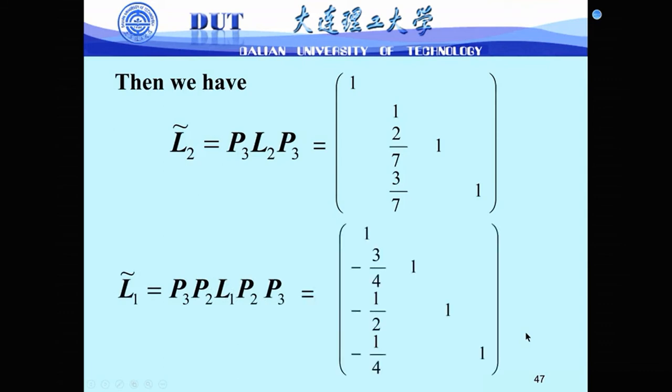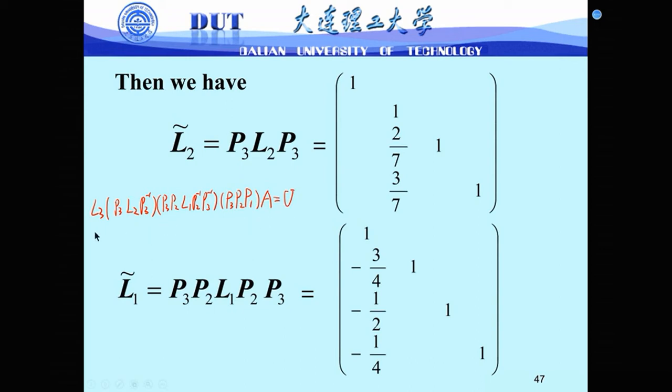Because now we need to consider, I write here L3 and L2 in the middle one, right? And here P3 inverse, remember? And here is L1, P2, okay, I move. L1, P2, P3, P2 inverse, P3 inverse. And multiply P3, P2, P1, multiply A equal to U. Remember? We obtain this formula.